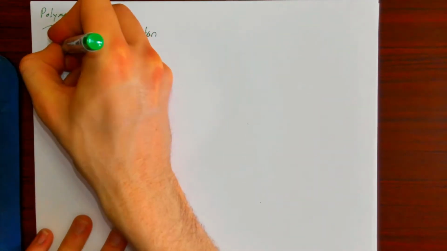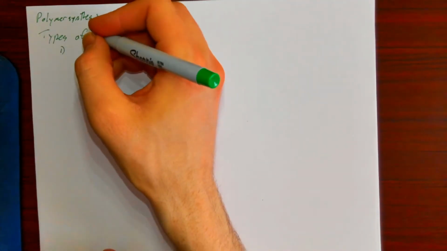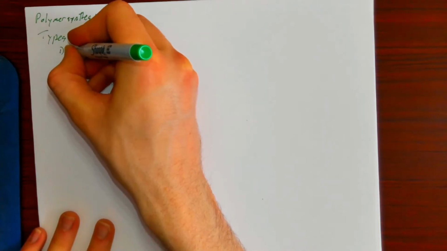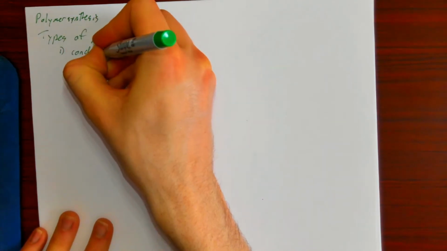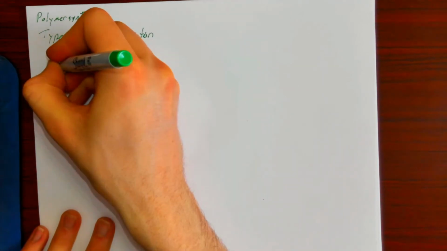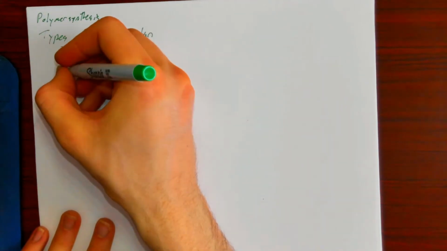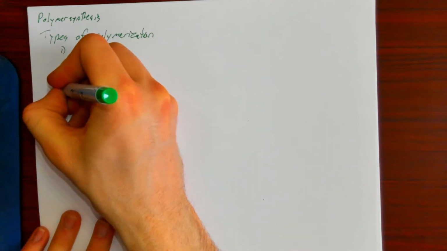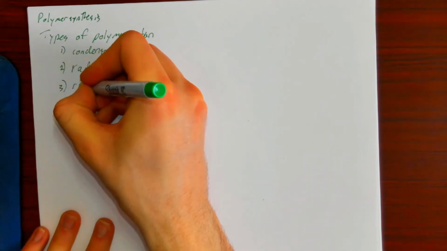It turns out there are three types. Well, the three types are condensation reactions. So condensation. The second type is radical. And the third type is ring opening.